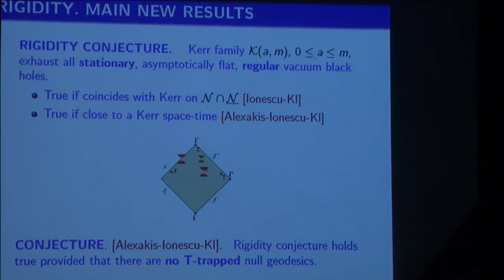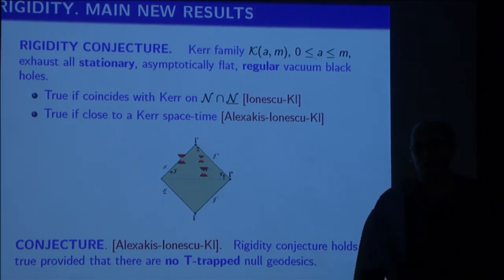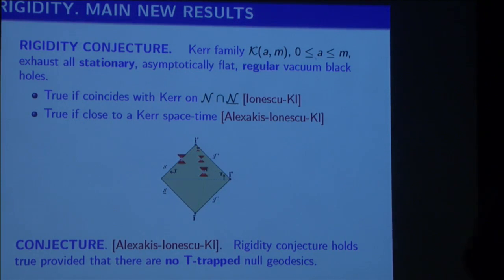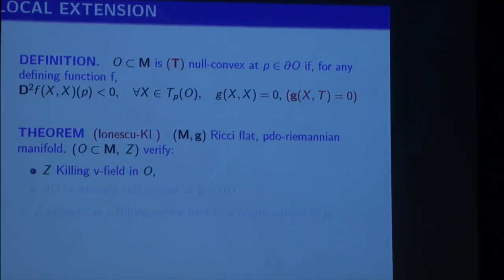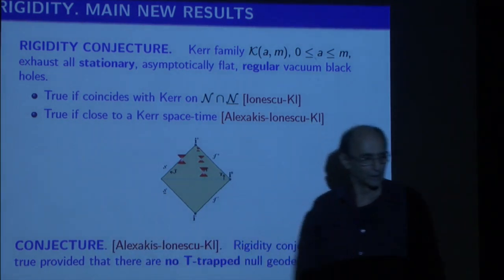So I invite people to prove the conjecture and also to disprove it. I personally believe that there are counterexamples to the rigidity theorem. In other words, such T-trapped null geodesics can exist. Of course, artificially, you'll produce spacetimes which are very unstable, but I would not be surprised if there are counterexamples. Anyway, that's a conjecture.